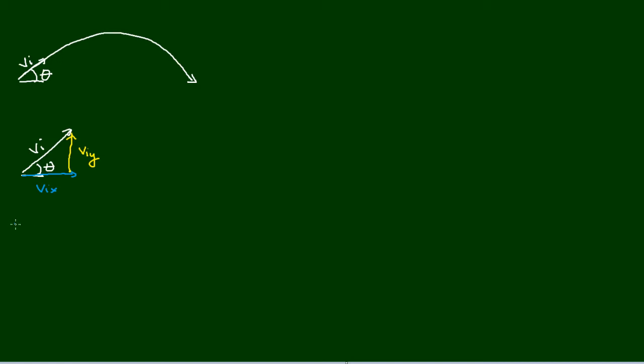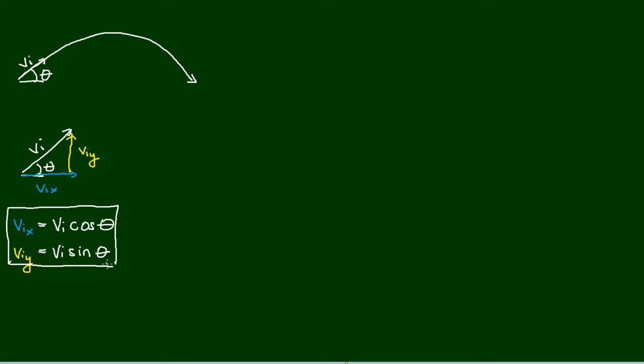So Vix, as you could see, this is the side adjacent to the angle. Okay, so if it's the adjacent side, then we can use the cosine in order to get it. So Vix is equal to Vi cosine of theta. Now for Viy, this would be the side that is opposite to your angle, and therefore, in this case, we will now use the sine of theta. So that's Vi times the sine of theta. So this is how we get the x and y components of velocity in an angled projectile.